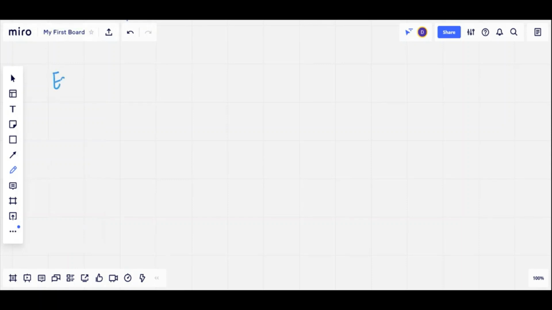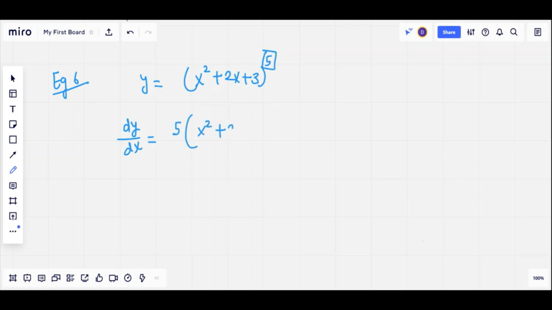So we have example 6 now. This would be an algebraic expression. So y is x square plus 2x plus 3 whole raised to the power 5. So dy over dx using the power chain rule. First of all, whenever there is a power outside, it's actually called power chain rule. So first we break this power. So power comes down and base raised to the power 5 minus 1. This is what we get.